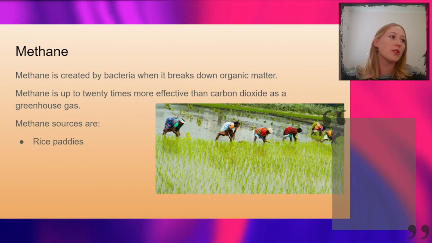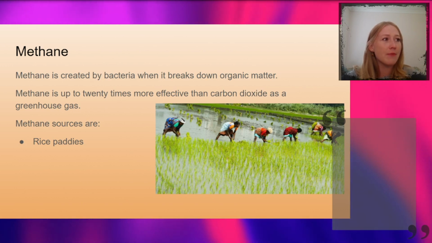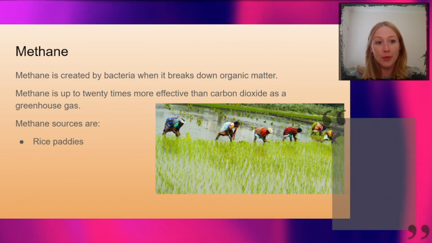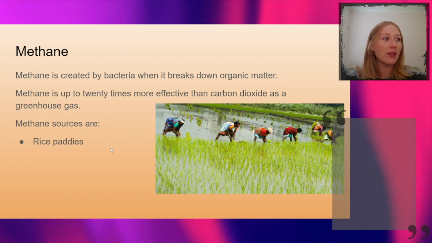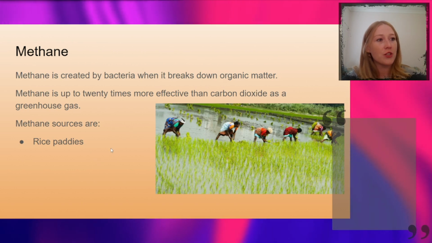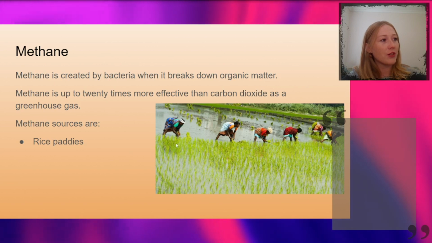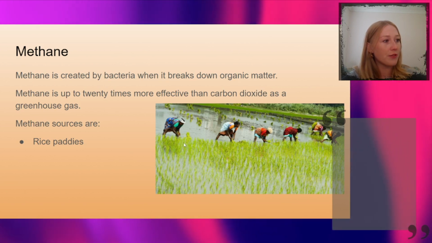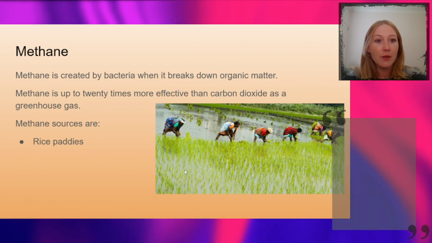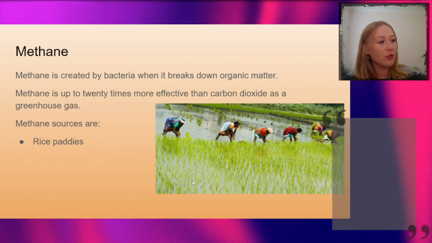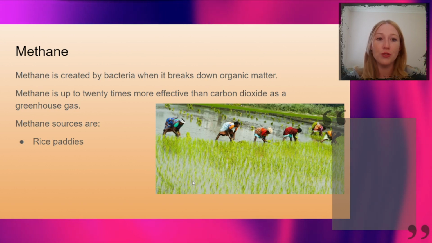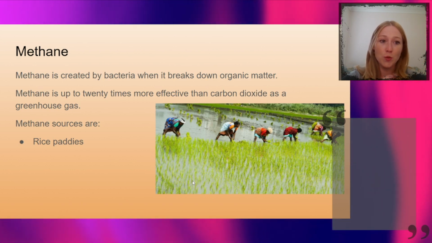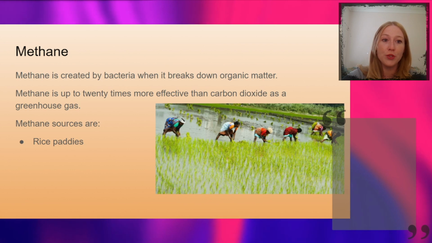It stores up to 20 times more energy than carbon dioxide would. And this is generally linked to agriculture. So things like rice paddies. These farms where they grow this rice, there's a lot of decomposition and bacteria and everything that's happening in the water that produces a lot of methane. So as it's breaking down the organic material, it produces methane.